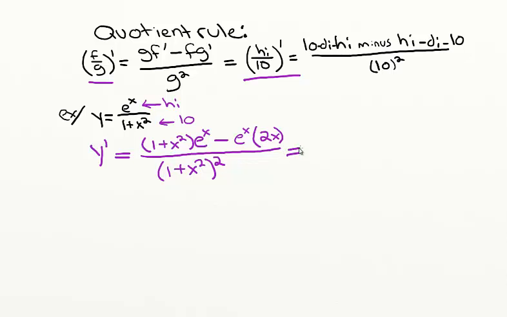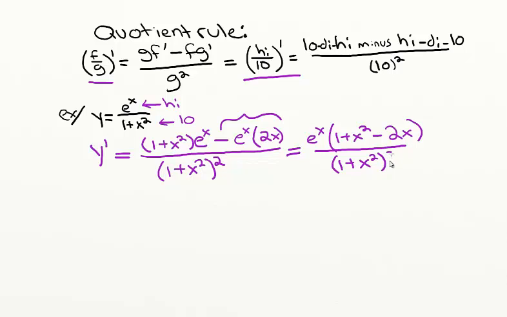Alright. Now there's a little bit of simplification we can do. In the numerator here we can pull out an e to the x. So why don't we go ahead and do that, and we're left with a 1 plus x squared, and then we have subtracted from that a 2x. From this last term here, when we pull out e to the x, we get a minus 2x. And then that whole thing is going to be over 1 plus x squared, and then that whole thing is squared.